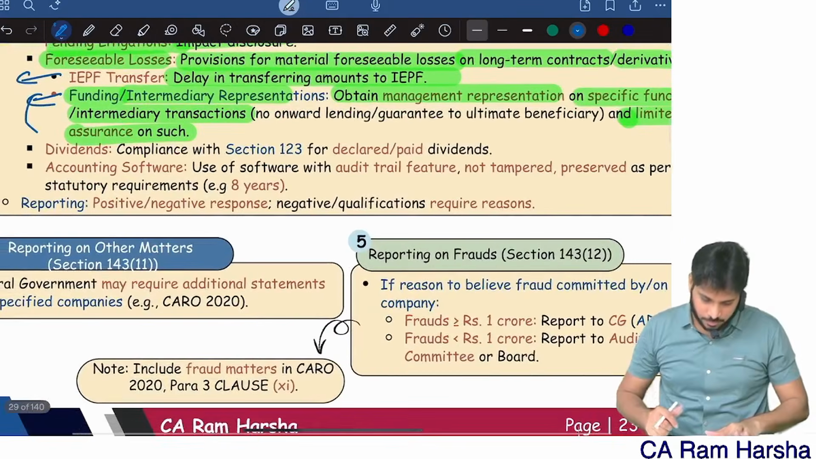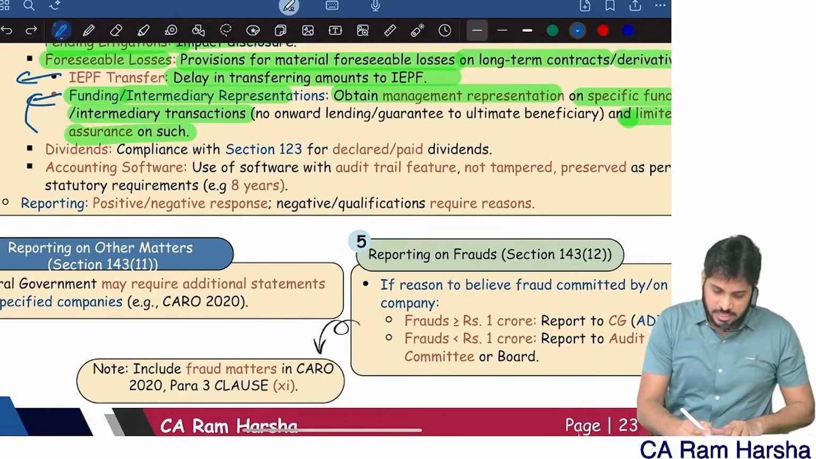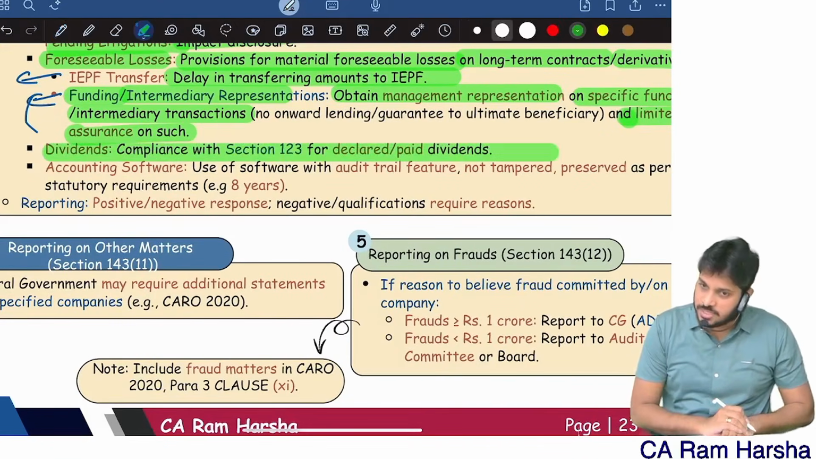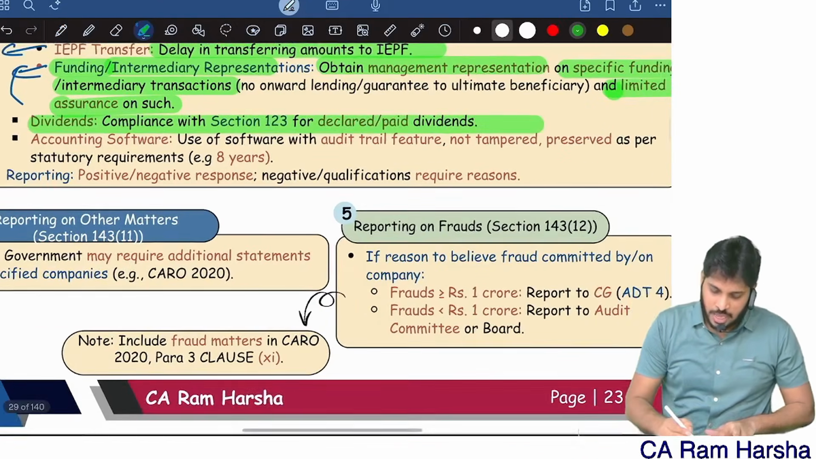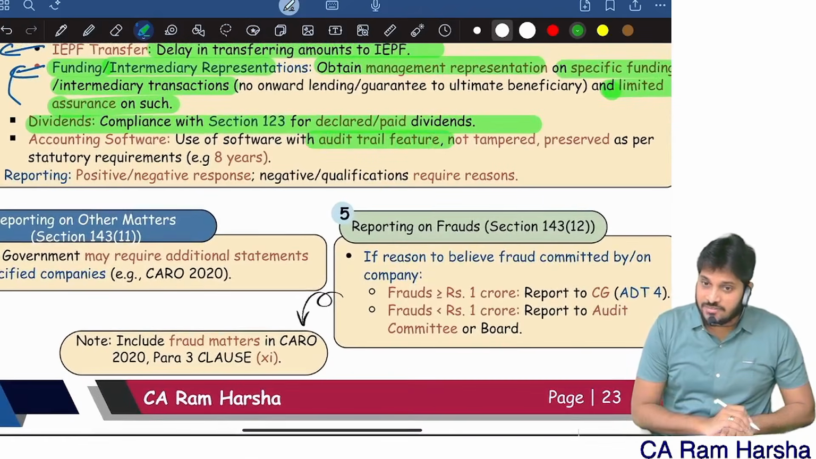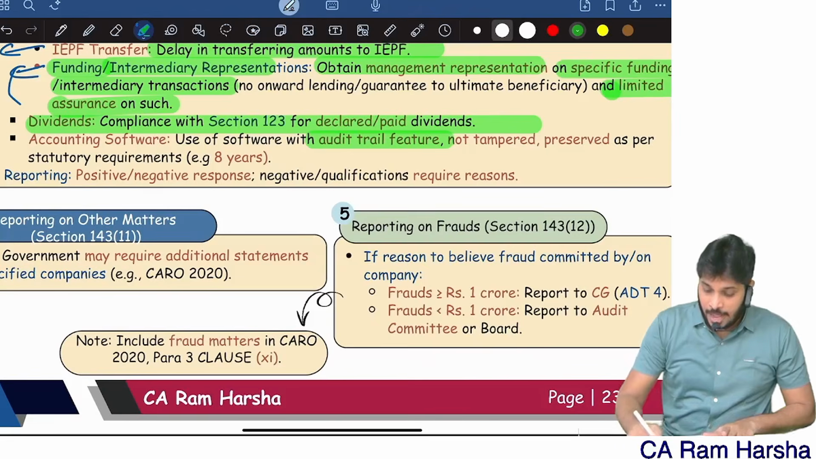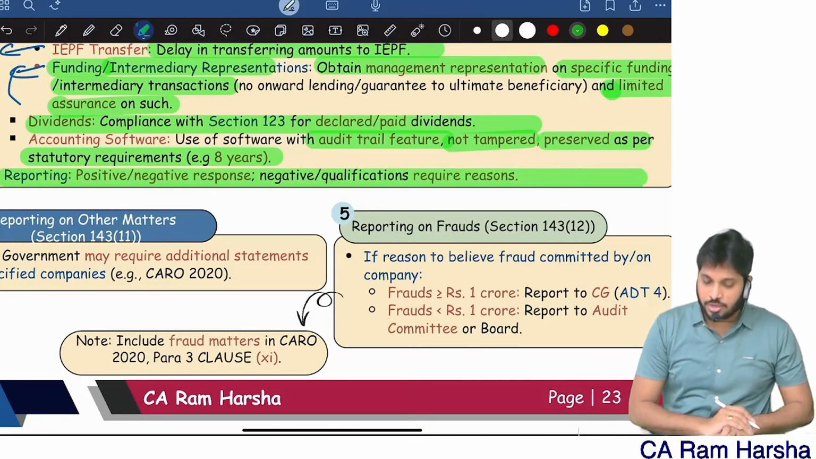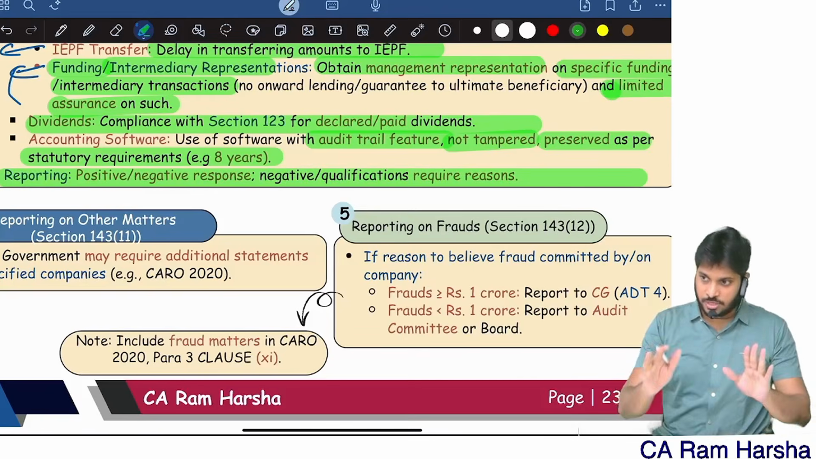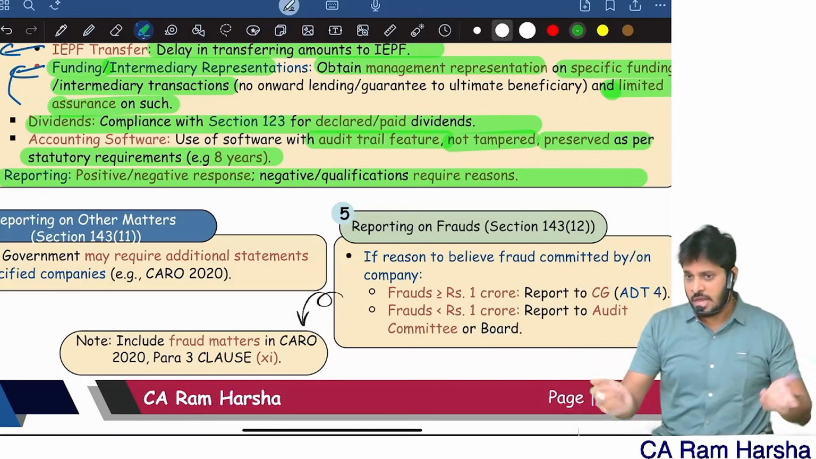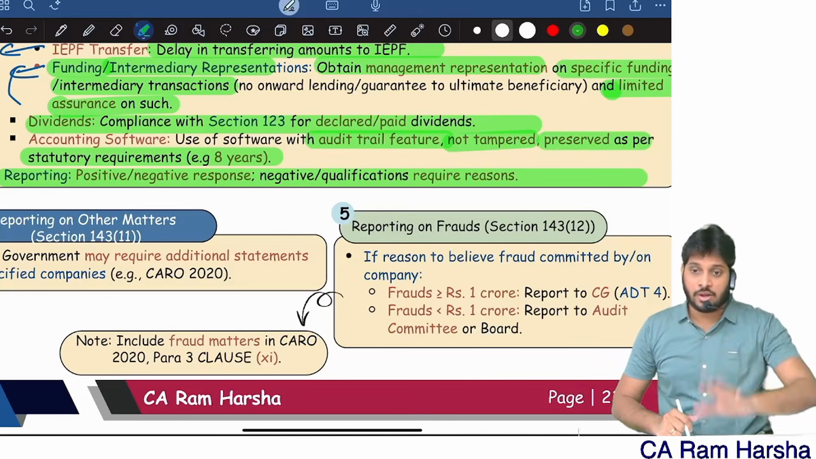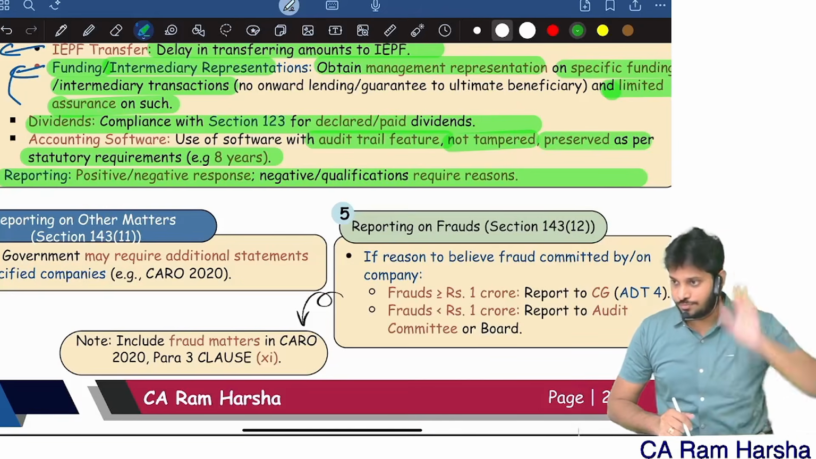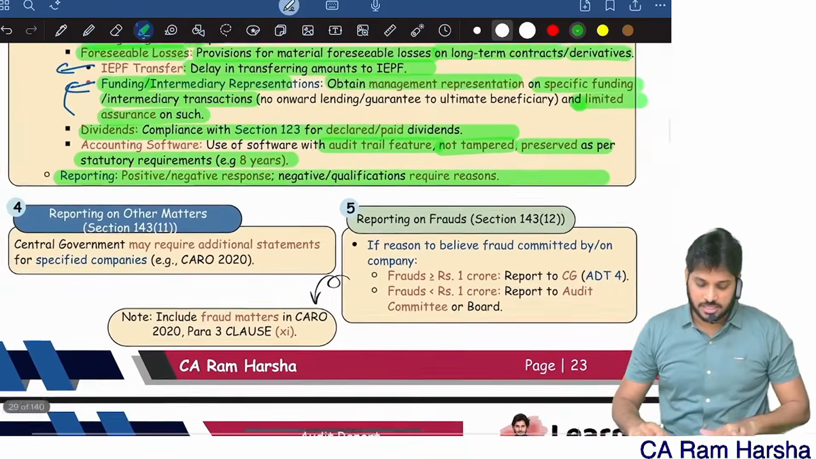Clear? Next, whether the dividends declared by the company are in compliance with section 123 of the provisions or not, and whether the company is using the audit trail feature or not. It is mandatory, yes or no? And the feature must not be tampered with, it must be preserved for statutory requirement. And see here, reporting must be either positive or negative. If it is positive, report positive. If it is negative, report negative. If any point is not applicable, ignore. Wherever you are giving negative, give reasons also. That's it. 143 subsection 3 is completed.